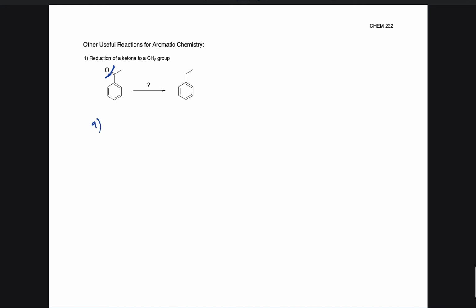So condition A here, we can use this zinc mercury amalgam with acid. This is called a Clemmensen reduction.